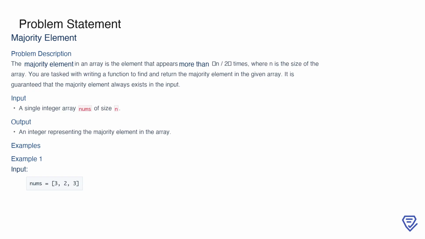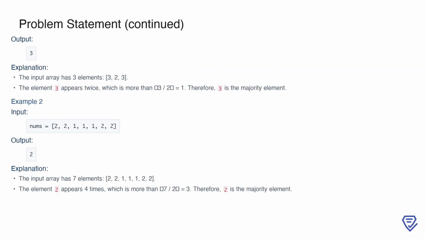For the input, you are given a single integer array called nums of size n. The output will be a single integer, which represents the majority element. Now, let's look at some examples to better understand the problem.